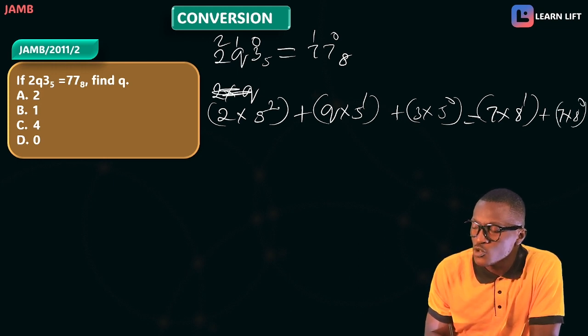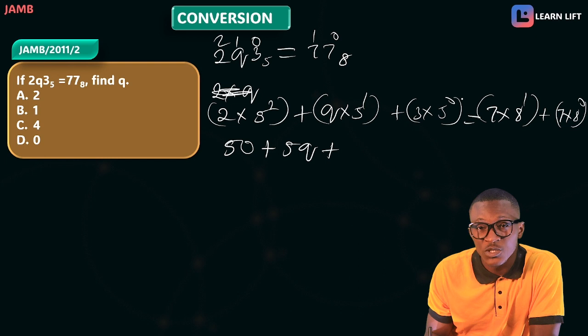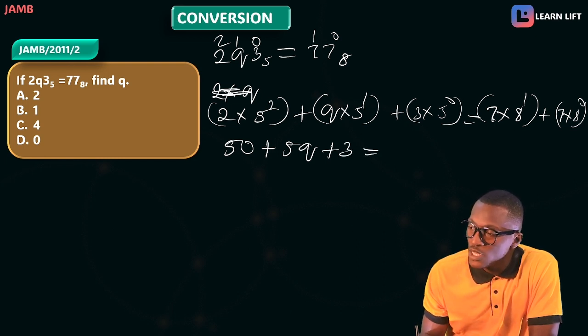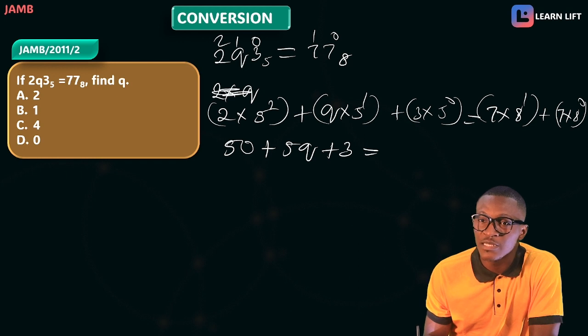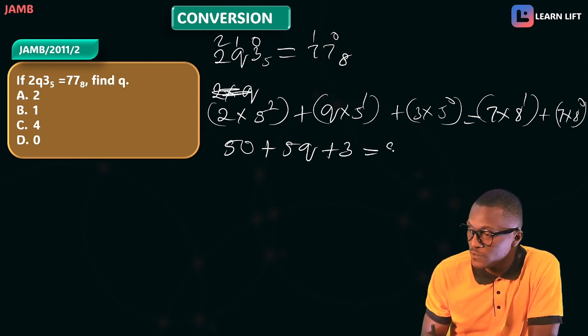So that becomes 5 squared is 25. 25 times 2, that's 50, plus, that will be 5q now, plus 5 raised to power 0 is 1. 1 times 3 is 3. Is equal to 7 times 8, that's 56. Plus 8 raised to power 0 is 1. 1 times 7 is 7.